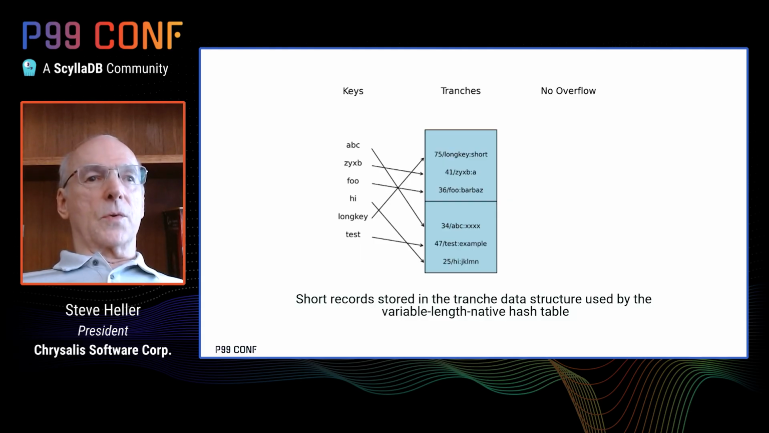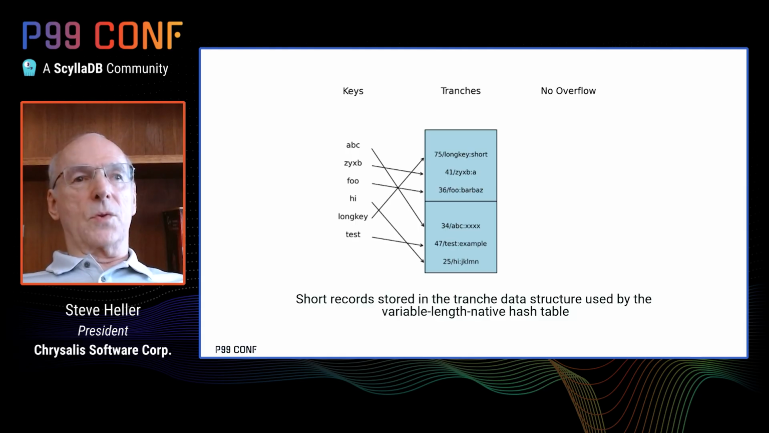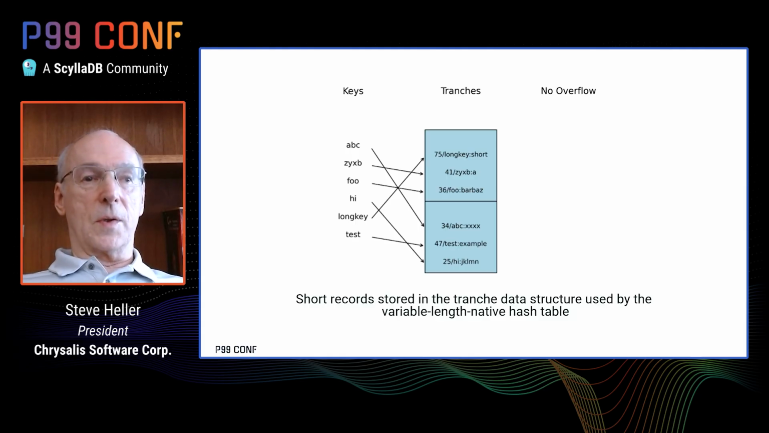Records themselves are packed end to end inside these tranches, formatted like network packets. A compact header with lengths for key and value, maybe a checksum or flags, followed by the raw key bytes, then the value bytes, all contiguous. So the hash function now selects a tranche holding a number of records rather than a slot holding just one.